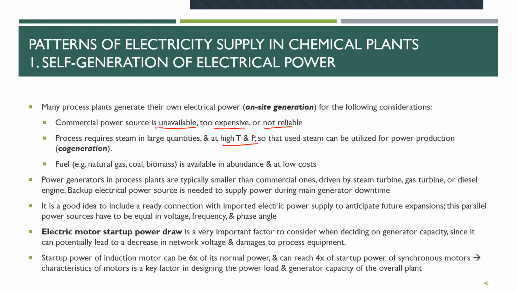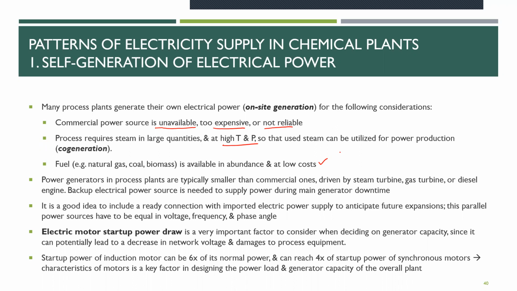Cogeneration is commonly classified based on the fuel used. If you still remember, there are several commonly used options: gas turbine, or gas coupled with a WHRSG, a waste heat recovery steam generator, or we can also use a diesel engine. By using cogeneration, it will produce multiple types of secondary energy, in the forms of electricity and steam, continuously. And the third parameter to consider is the fuel. It should be available in abundance and at low cost, because fuel is the primary parameter for generating the electricity.